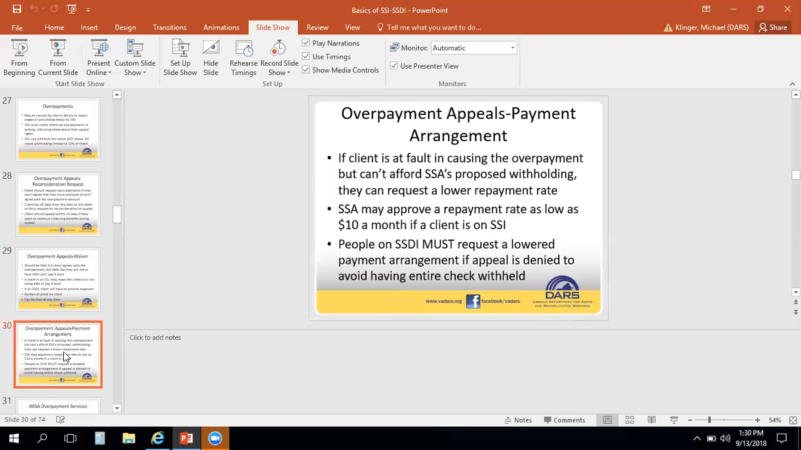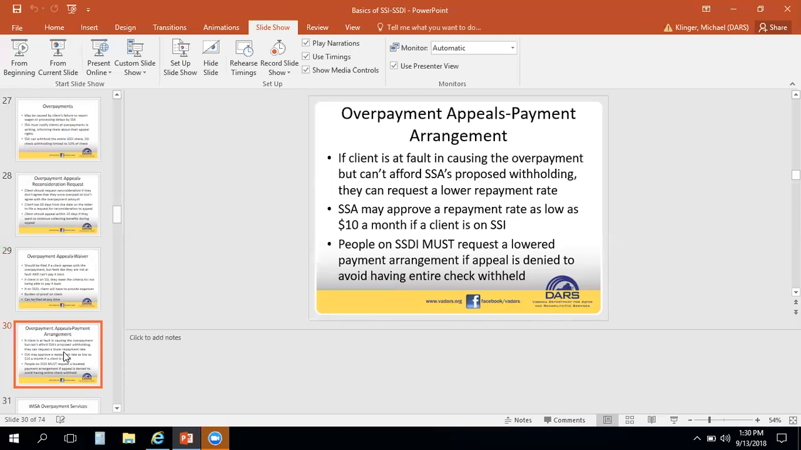Like I said, if a client is on SSDI, as a general rule, Social Security can withhold the entire check, but if the client can show that it's a financial hardship with proof of expenses, then Social Security can work out a lower payment arrangement where maybe instead of withholding the entire SSDI check, they only withhold a percentage. All right, so a client does have some recourse there if they can't afford to have their entire benefits withheld.